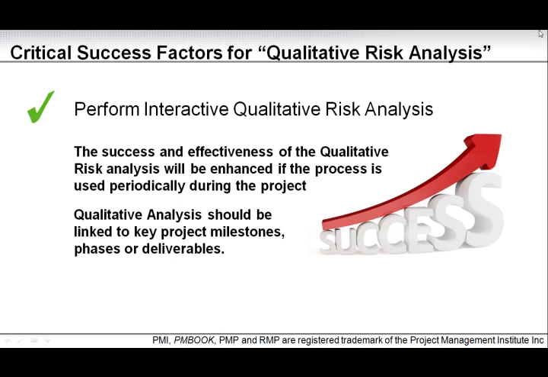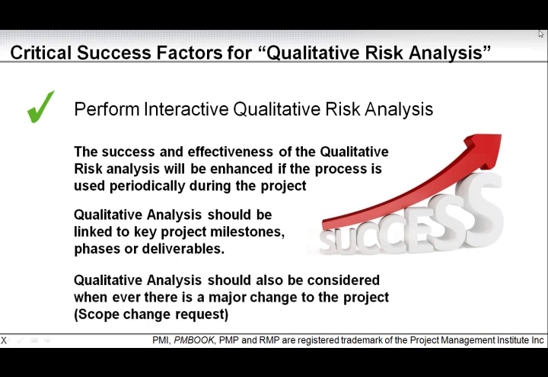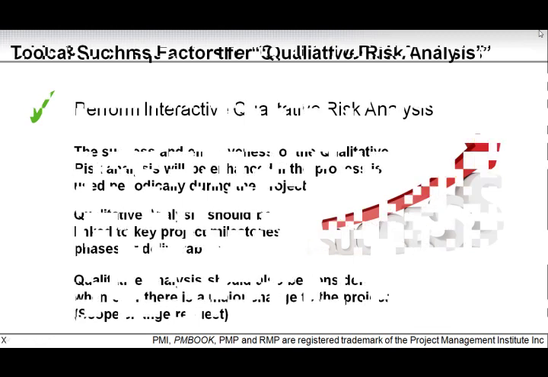I might need to change the risk priority, impact, and basically the parameters for the risk, rather than whether a new risk exists or not. But normally they are linked. And lastly, just as for identify risk, qualitative analysis should also be considered whenever there's a major change to the project. So not just the regularly scheduled milestone phases, but also when there is a scope change request. And it should be part of the scope change request process.